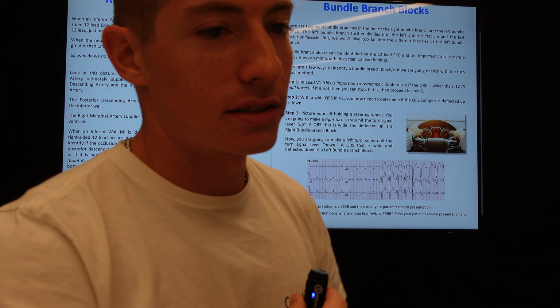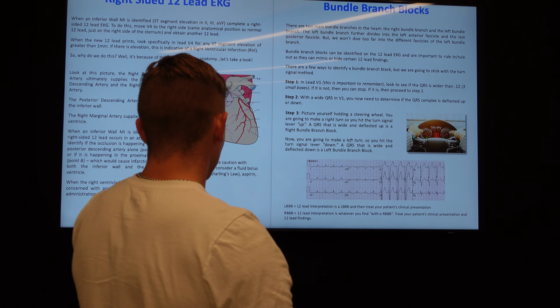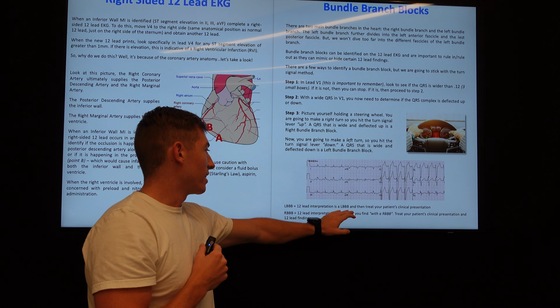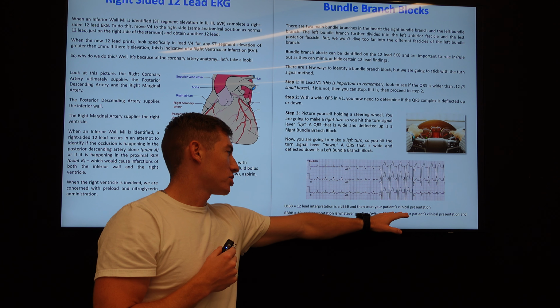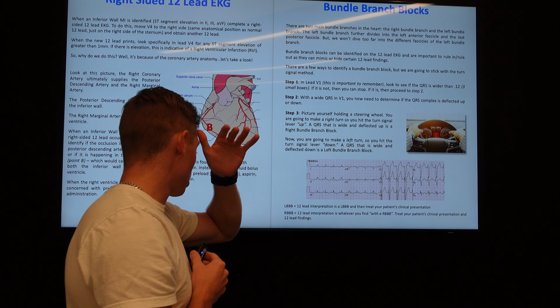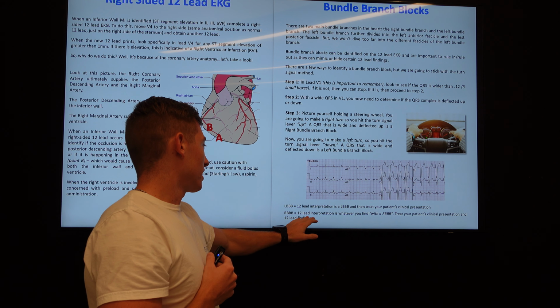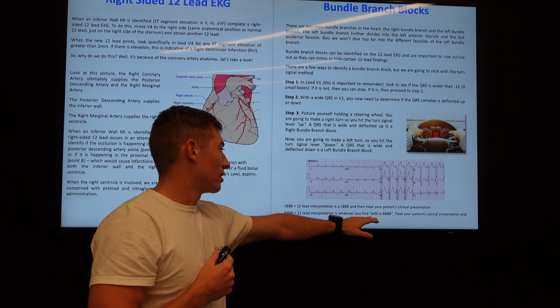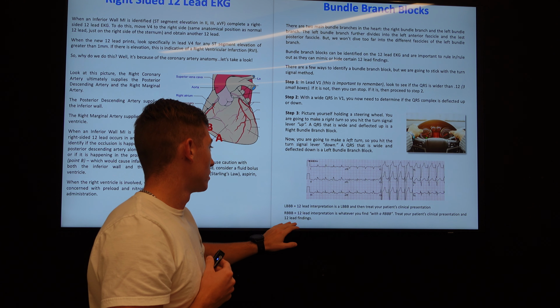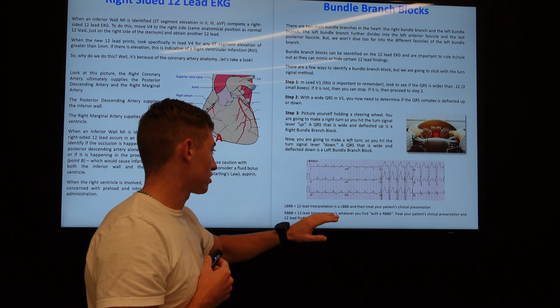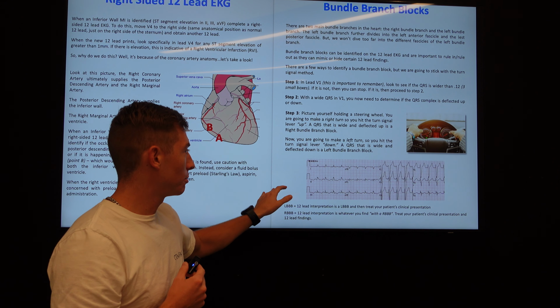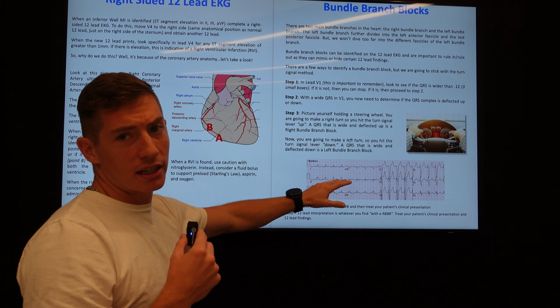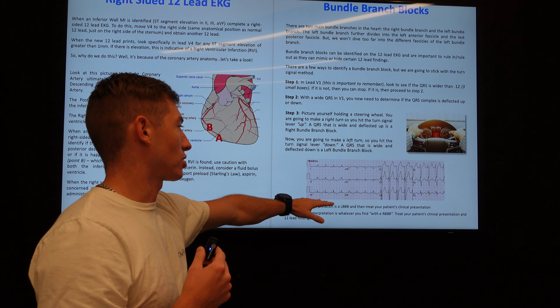So let's see what we got. Left bundle branch block: the 12 lead interpretation is left bundle branch block, and then treat your patient's clinical presentation. So that's the 12 lead finding in right bundle branch block as well, however, you're going to treat the 12 lead findings. Treat your patient's clinical presentation and the 12 lead. So for left bundle branch, just treat the clinical findings. For right bundle branch, we're going to treat the actual heart itself.